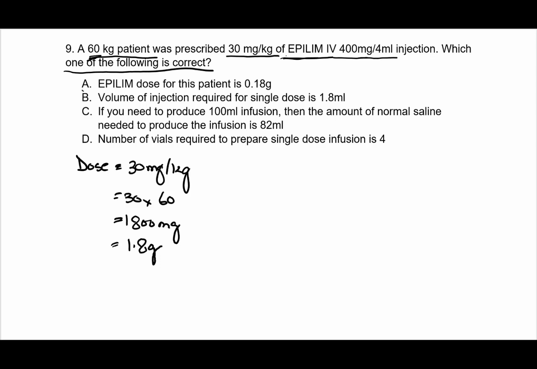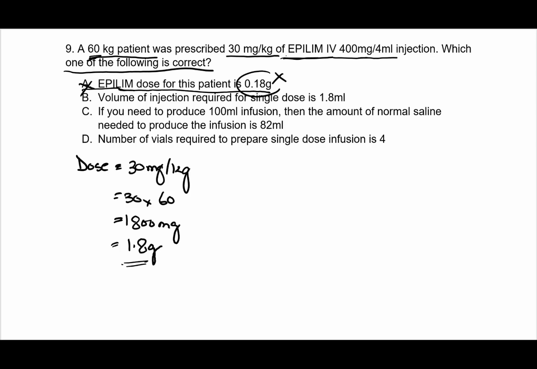So option A is saying the dose of the patient is 0.18. That is incorrect, so A is wrong. Let's have a look at B. Volume of injection required for a single dose is 1.8 mils. So I have to give 1.8.